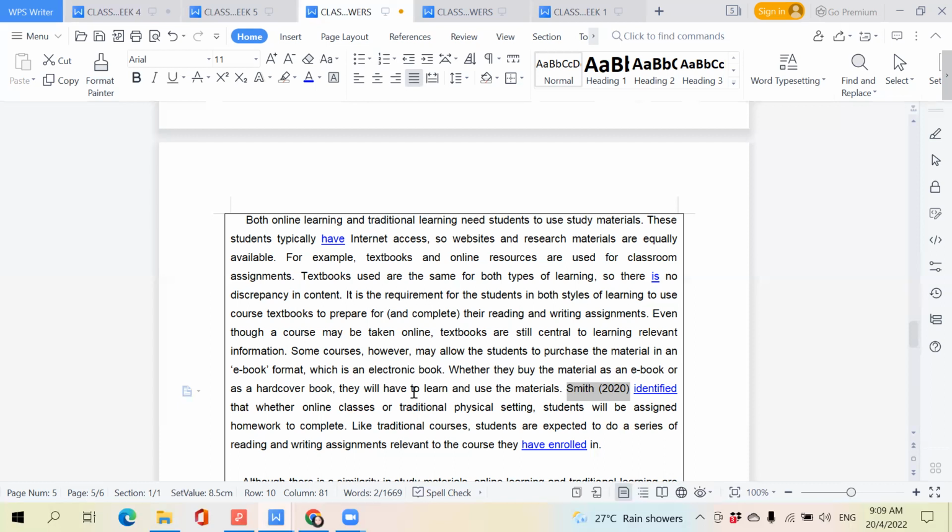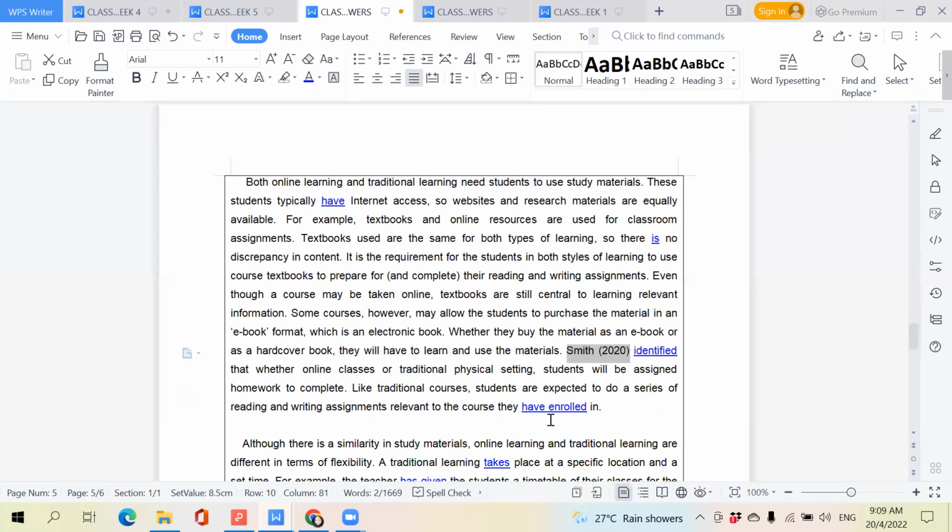Okay, all right, next. This one: like traditional courses, students are expected to do a series of reading and writing assessments relevant to the course they have enrolled in. Why don't we say "they enrolled in"? Why do we say "they have enrolled in"? This is present perfect, yeah? So why can't we use simple past tense here?